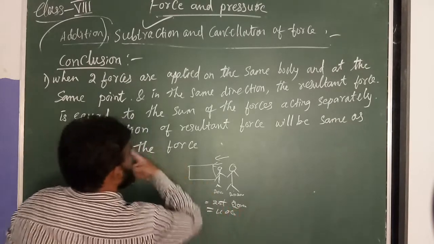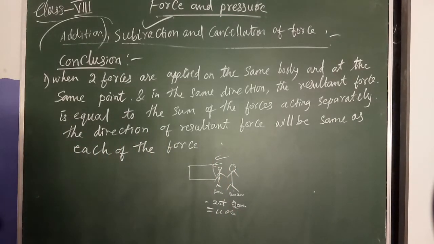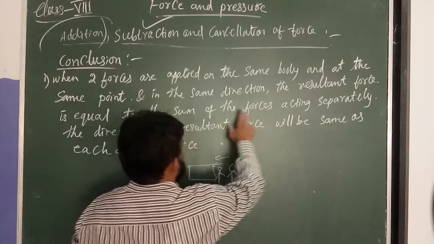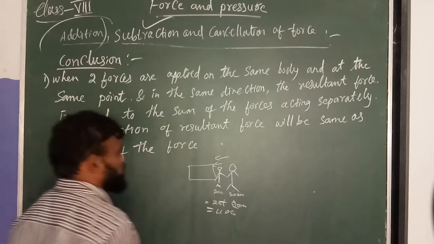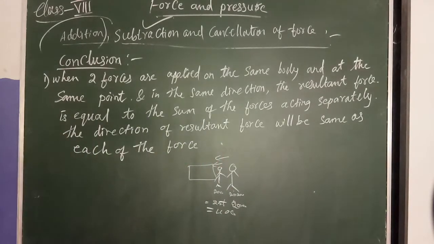The resultant force is equal to the sum of the forces acting separately, and the direction of the resultant force will be the same. When they are adding in the same direction, we know that very well. And the second point, similarly, I will explain. When the forces are applied at the same point but in the opposite direction, the resultant force is equal to the difference.